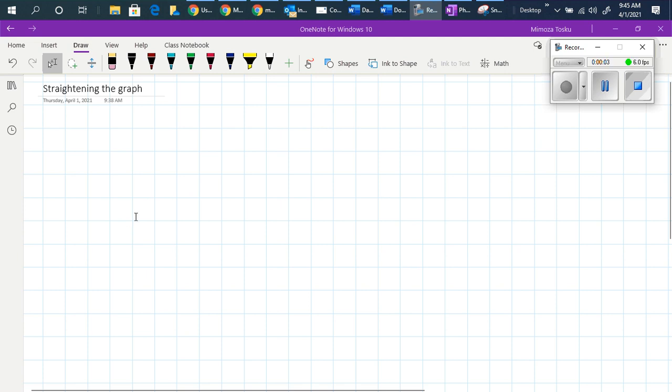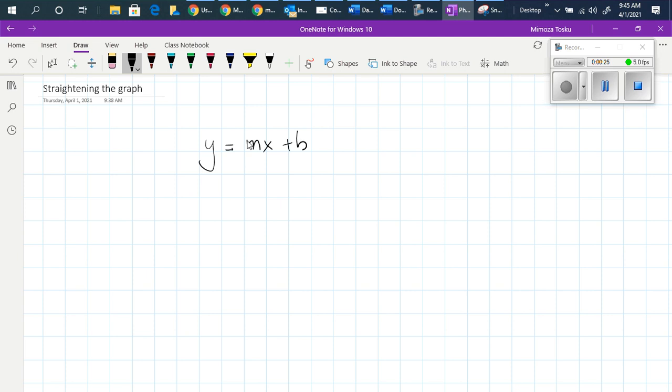Today we will talk about straightening the graph. Before we explain how to straighten the graph, we will talk a bit about the equation of the straight line. The form in which the equation of the straight line we work with mostly in physics is the slope and y-intercept form. In this form, y is equal to mx plus b.